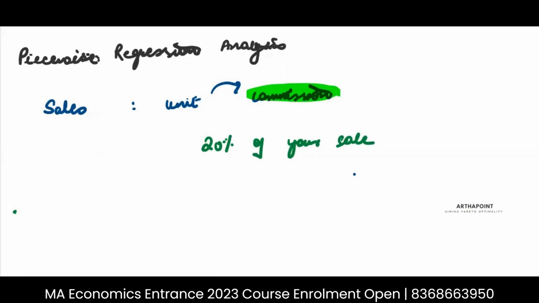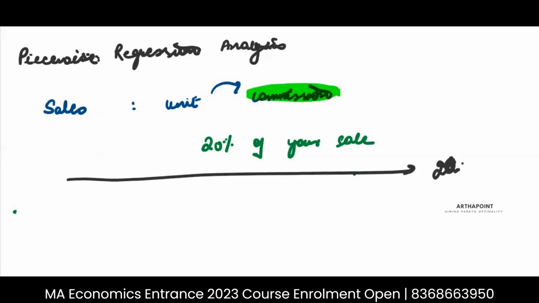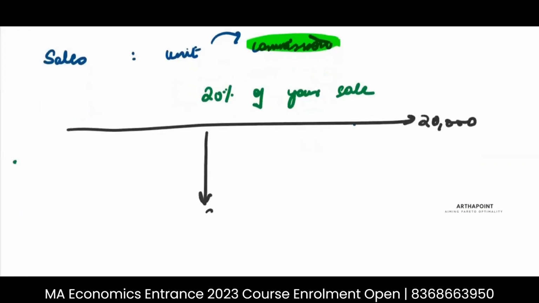But if you cross a particular threshold, if you make a sale of more than 20,000 in a month, then after this, you will get 30% as your commission. So if you make a sale more than the threshold, then your commission will be much higher. So ideally, if I want to plot this, it looks something like this.